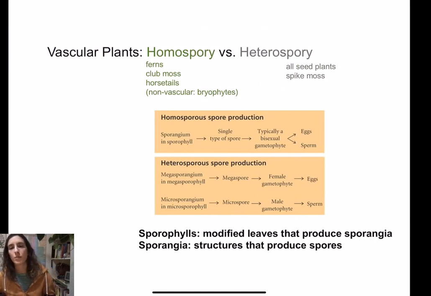Here's another review slide for you to have for your notes. Vascular plants either have homospory or heterospory, and the only one we've talked about so far that has heterospory is the spike moss, which is Selaginella, that one genus within the Lycopodiophytes. But, spoiler alert, all the seed plants are also heterosporous. So the ones we're talking about next week and the week after are all heterosporous. Okay, there's some more definitions for you. I'll let you read them.